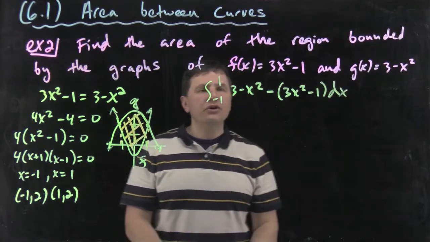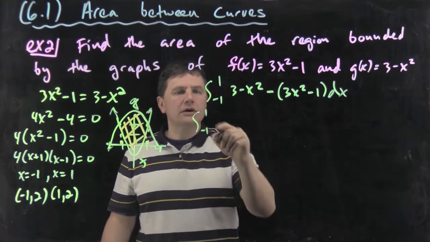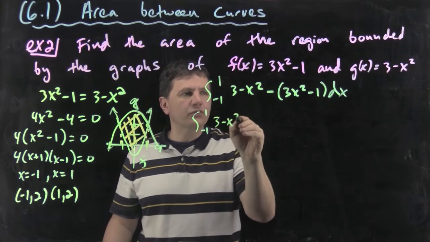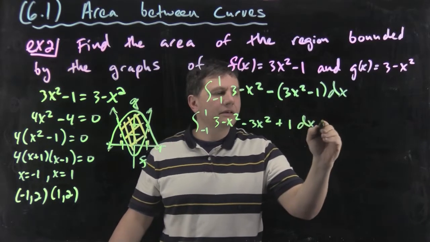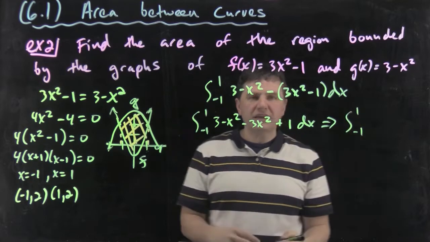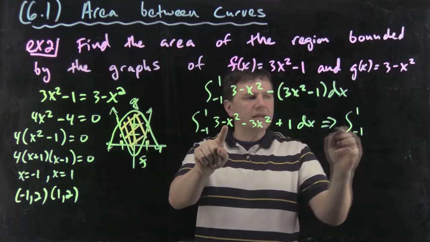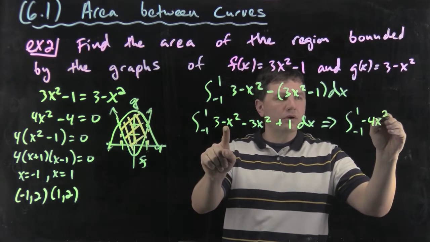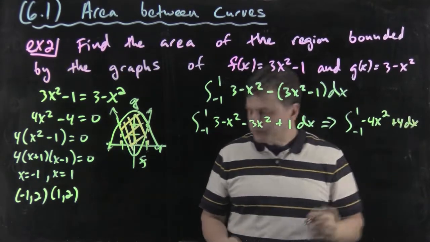Okay. Now we do want to simplify this. So from -1 to 1, 3 minus x squared minus 3x squared plus 1 dx. I think it is in our best interest to simplify this as much as we can. So let's see, that's going to give me -4x squared plus 4 dx.